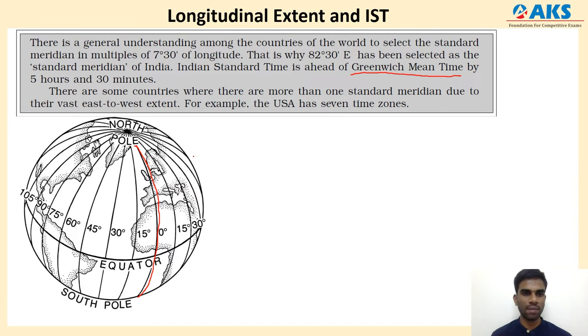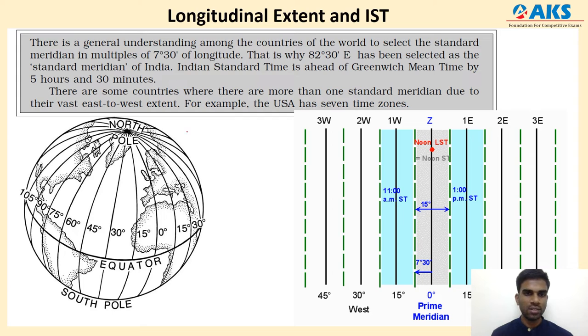The Greenwich mean time is calculated using this longitude. The time at this longitude is taken as the International Standard Time, or the Greenwich Mean Time. It is also called UTC. Find out the full form of UTC. So this 0 degrees longitude is taken as the standard longitude, or the base.